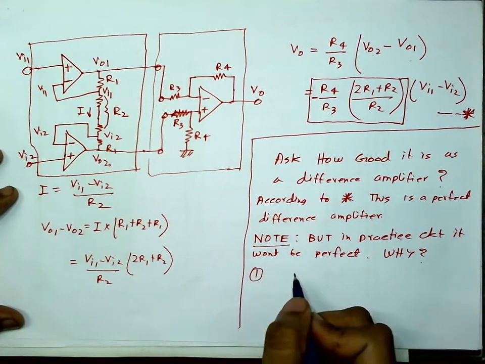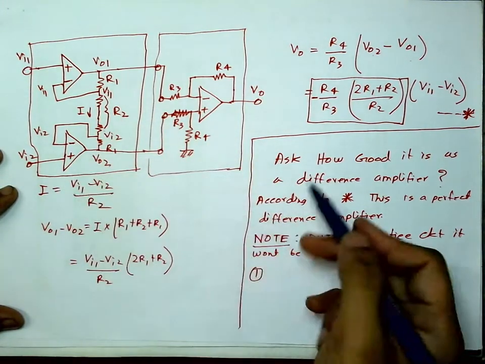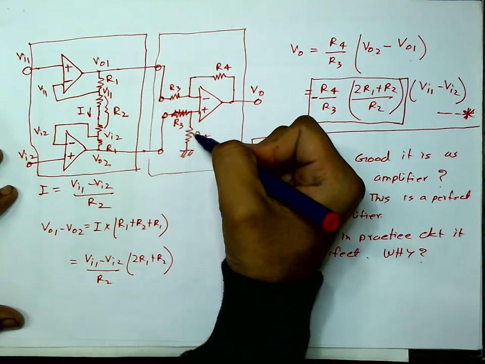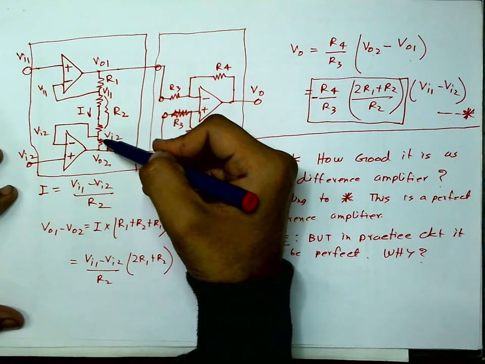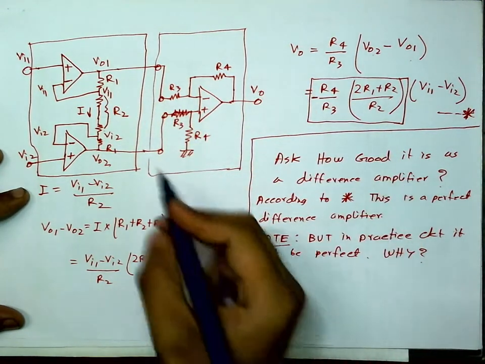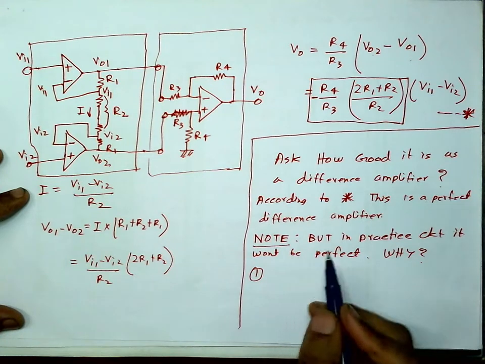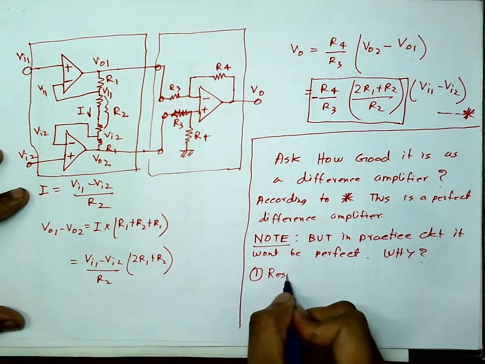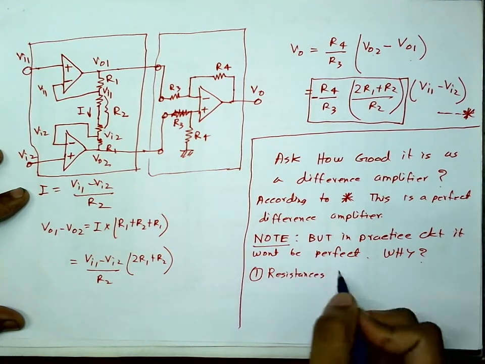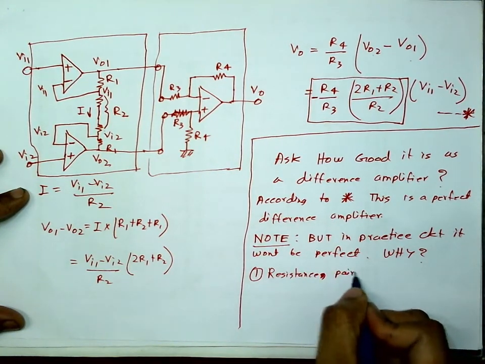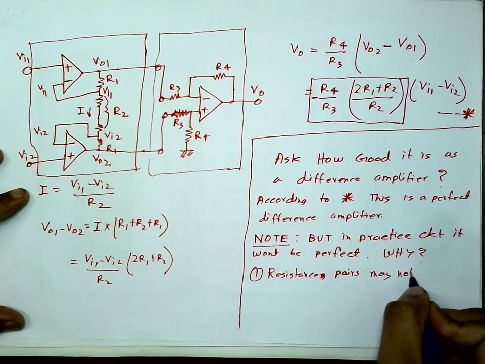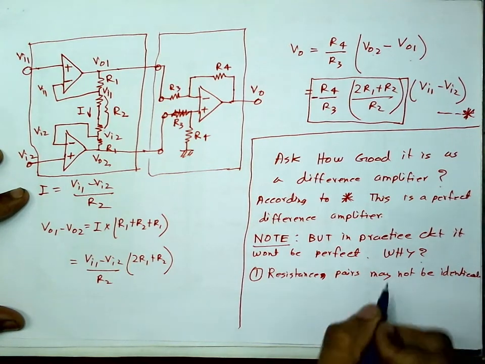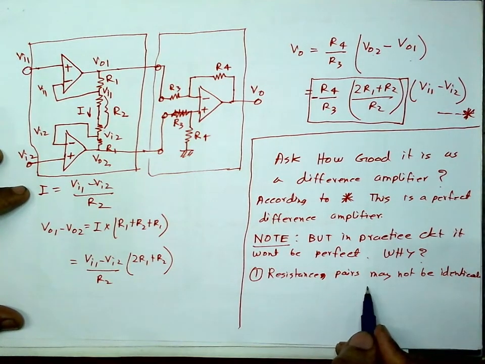Reason number 1: in this circuit, in our analysis we have assumed what? This resistance is equal to this resistance is equal to this resistance, here this is equal to this. So we assume that these resistances are identical. But in practice they may not be. Resistances or resistance pairs may not be identical. This is one possible reason.